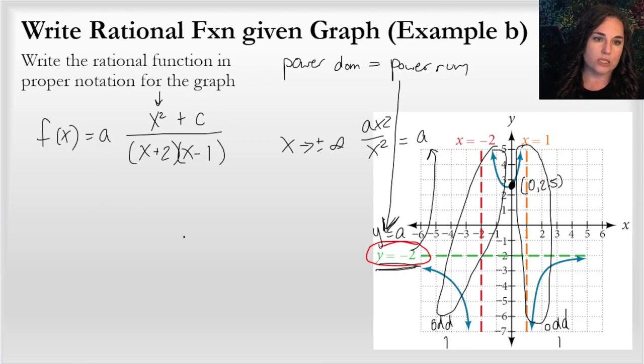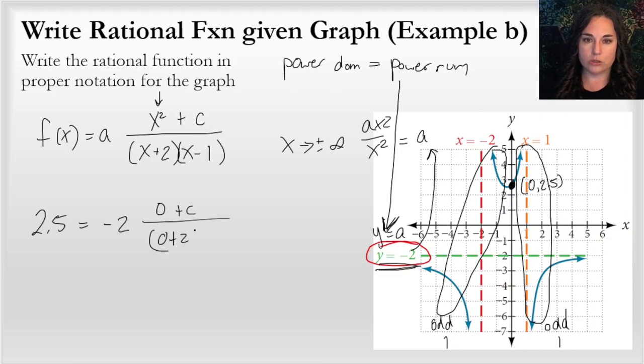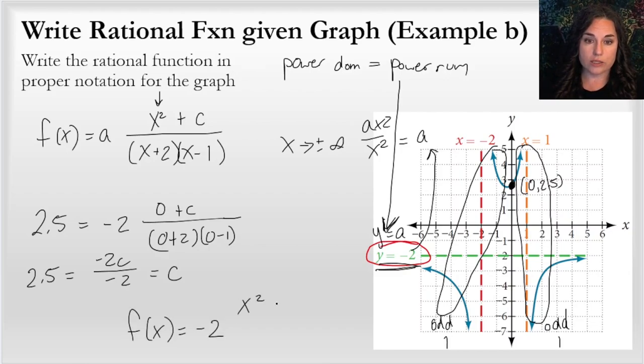So what I note is the point I already solved for, 2.5 equals -2. I'm going to plug in 0 wherever I see x. 0 plus 2, 0 minus 1. Okay, so let's keep simplifying. 2.5 equals -2 times my constant over -2, which just gives me my constant. So there's my function. F of x equals -2 x squared plus 2.5 divided by x plus 2, x minus 1.